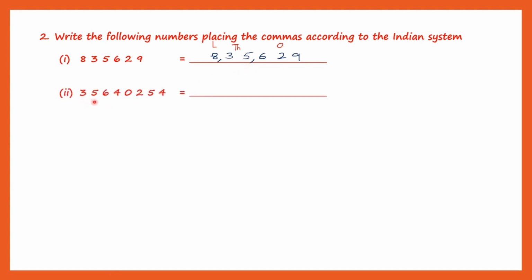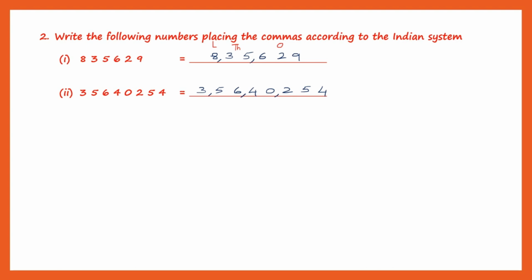So let's do the next one. So here again, we have all these numbers here. So let's rewrite that again. 3, 5, 6, 4, 0, 2, 5 and 4. Now let's read it first. Ones, tens, hundreds. And then you put a comma. Thousands, 10,000s. Comma, lakh, 10 lakh, comma, and then we have crore. So let's do that now. Ones, tens, hundreds, comma, thousands, 10,000s, comma, lakh, 10 lakh, comma.